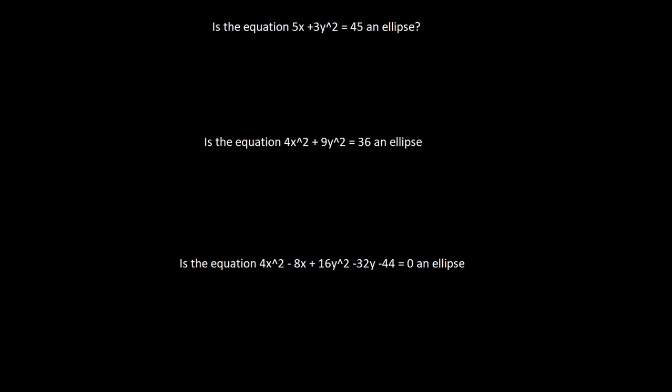I'm going to go through this with three different equations to walk you through how I can tell within less than 30 seconds if this is going to be an ellipse or not, and if it could be an ellipse, whether it's going to be centered at the origin or not. It has to do with some very basic things. So the first question: is this equation, 5x plus 3y squared equals 45, an ellipse? And I'm going to say no.